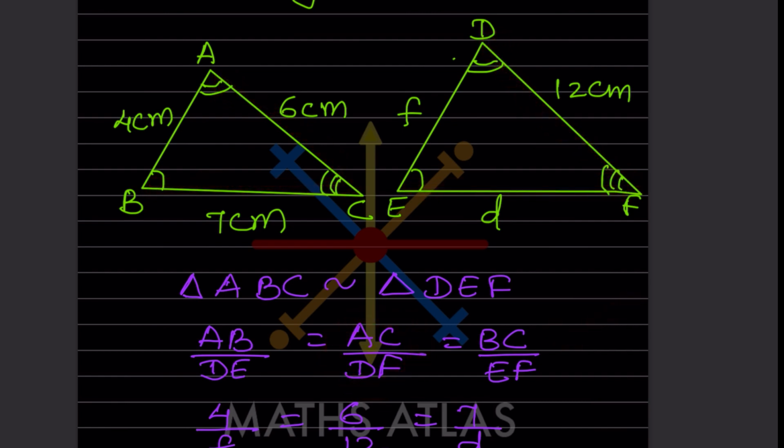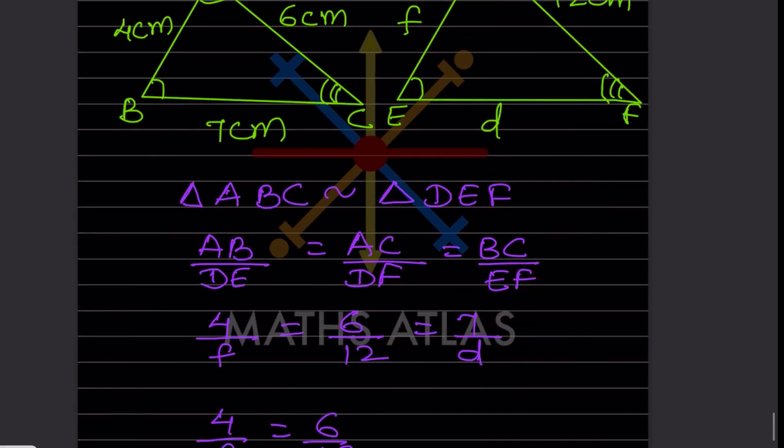So what is AB? AB here is 4. So we'll write here 4 in place of this. What is DE? DE is F. What is AC? AC is 6. And what is here? DF is 12. And BC is 7. You can have a look at the diagram. And EF is D. So first thing, we'll write these things.